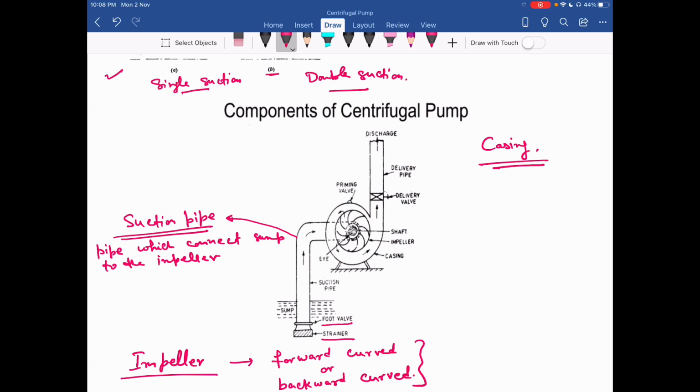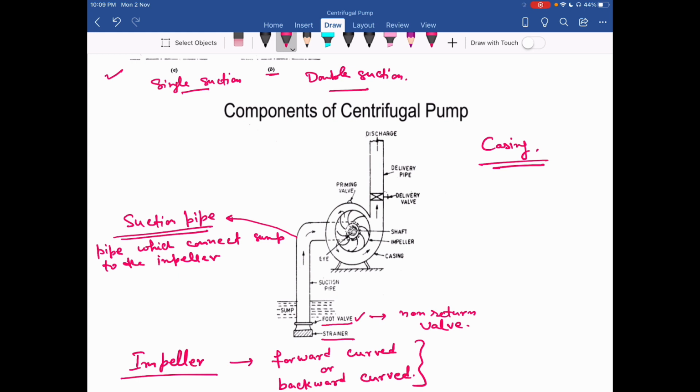Another component is the foot valve. This foot valve is a unidirectional valve. In this valve, the water goes only in one direction, that is from bottom to top. So this is one type of non-return valve. It does not allow the water to go back into the sump.